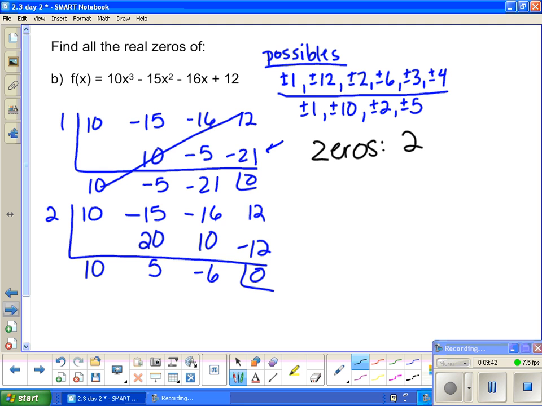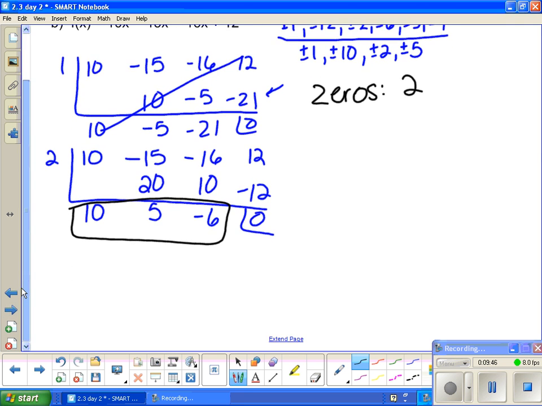is 2. What I have left is this quadratic now of 10x squared plus 5x minus 6 equals 0. It's not factorable, and if I do try to complete the square and I take that 5 out, that's going to be odd, so I don't want to complete the square. So again, I'm going to do the quadratic formula.